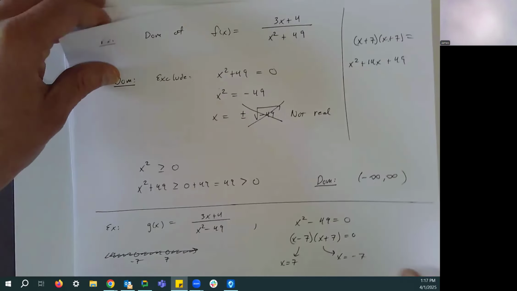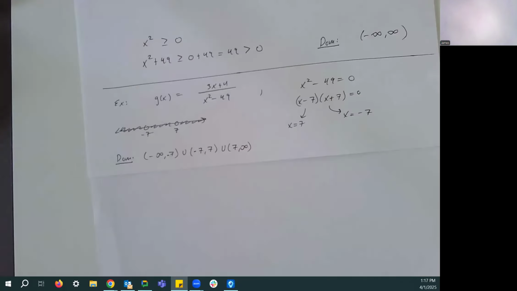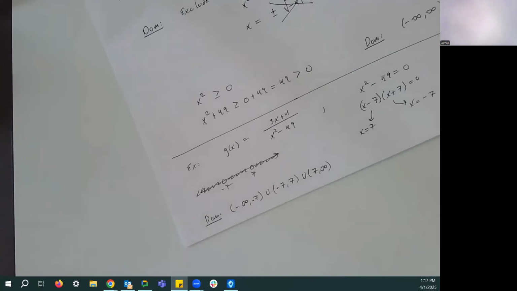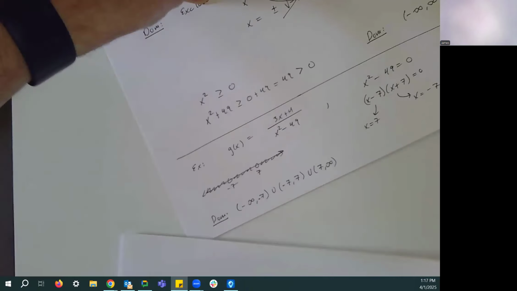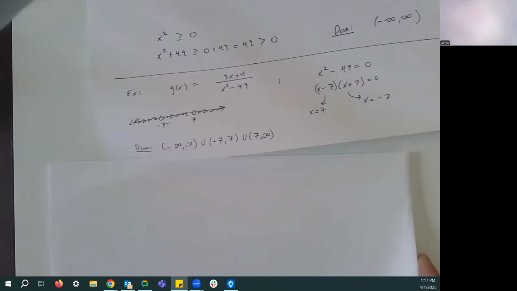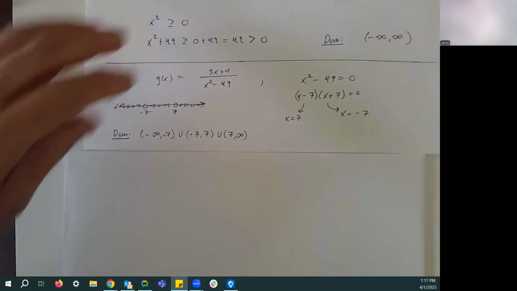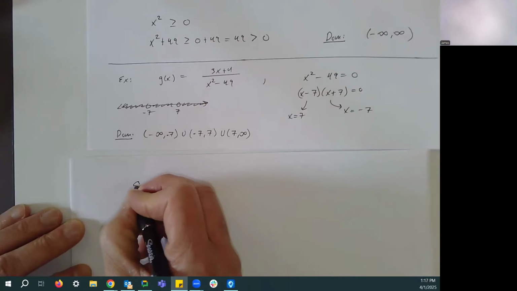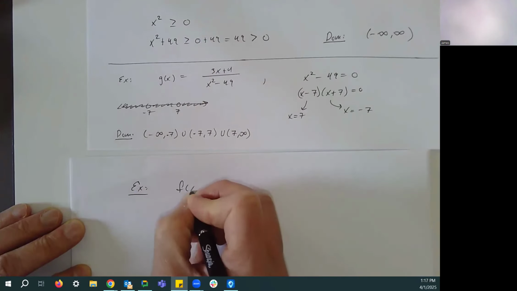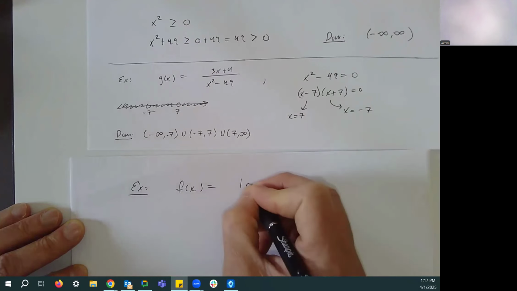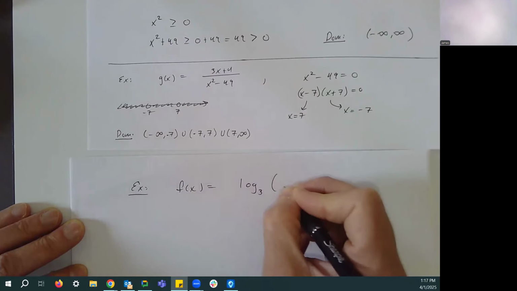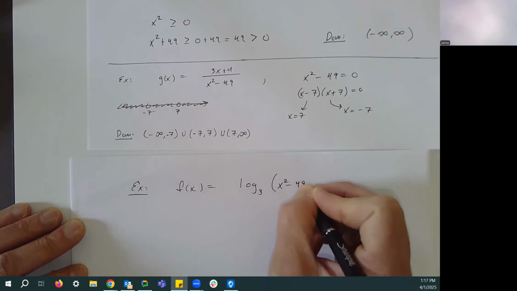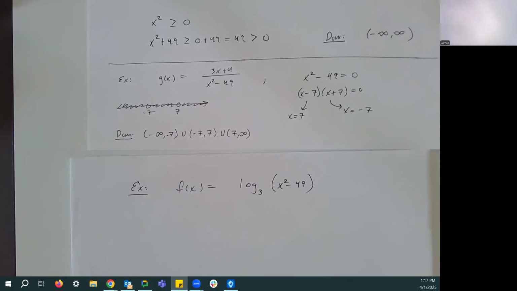What if, on the other hand, we had something almost the same? What if we had f of x equal to the log base 3 of x squared minus 49? So we're still dealing with essentially the same argument, right? x squared minus 49 is the thing we have to worry about.